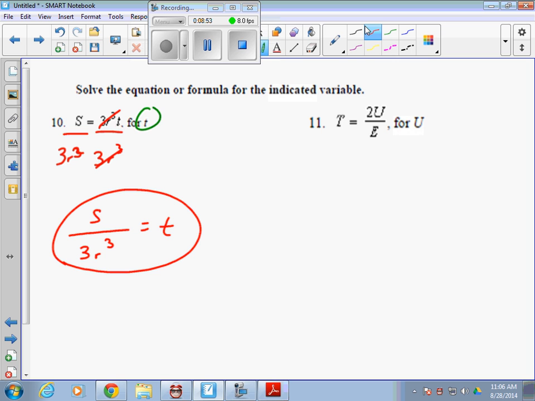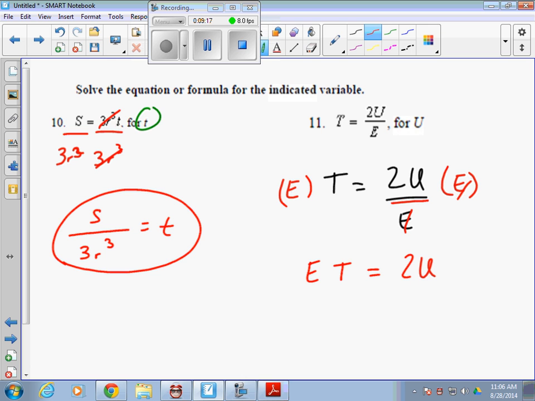Number 11 says t equals 2 times u divided by e. Solve it for u. So you have t equals 2u over e. Undo the division by e first. You know how to undo division of something. Multiply by e. If you multiply the right by e, multiply the left by e. Now you have et on the left equals 2u on the right.